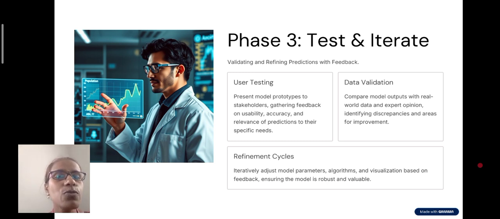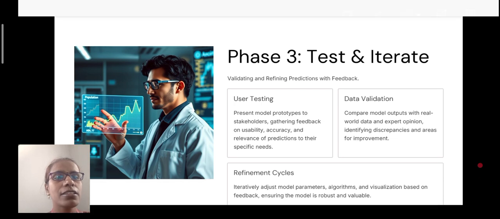The last thing is the refinement cycles. If the solution is okay, then we are going to proceed with that solution. If it is not okay, then we need to redefine the solution. For that we need to iteratively adjust the model parameters, algorithms and visualization based on the feedback, which ensures the model is robust and valuable.